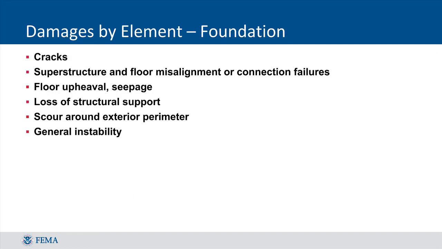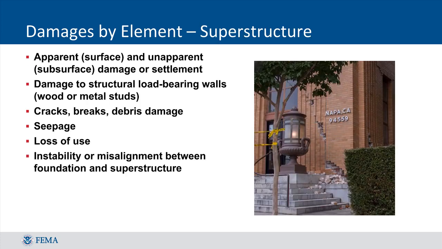For foundations, you will again focus on looking for cracks, misalignment between the foundation and structure, scour around the base of the foundation, and general instability. When you evaluate the superstructure, focus on the structural components of the building, such as the studs or the CMUs that support the building. Inspect the superstructure for cracks and other damage that may have caused instability in the structure, and be aware that some damage may not be immediately apparent on the surface.